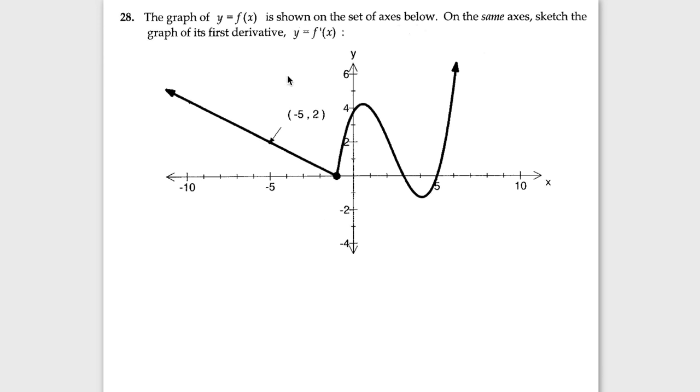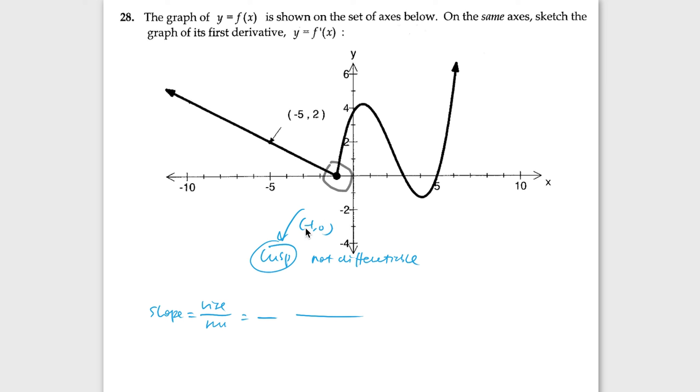First of all, you should probably realize that here there is a cusp. So this is a cusp, and a cusp means that at this point it is not differentiable. And we have a line, which is a decreasing line, that goes through the point (-5, 2). To find the line's slope, it just equals rise over run. We know it's decreasing, so don't forget to add the negative sign here. At this point it is (-1, 0), right?